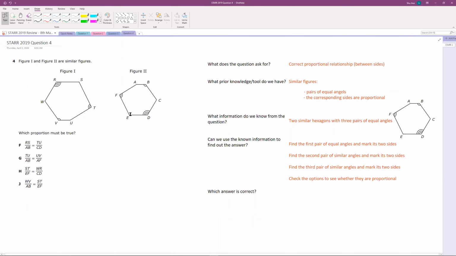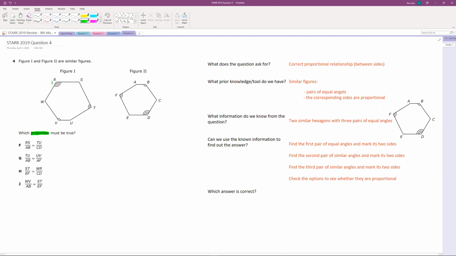Welcome back. Let's take a look at question 4 from the STAR test of 2019. Question 4 says, Figure 1 and Figure 2 are similar figures. Figure 1 is a hexagon with 6 sides. Figure 2 is another hexagon. So the question is asking for which proportion must be true. Let's take a look at one of these proportions.